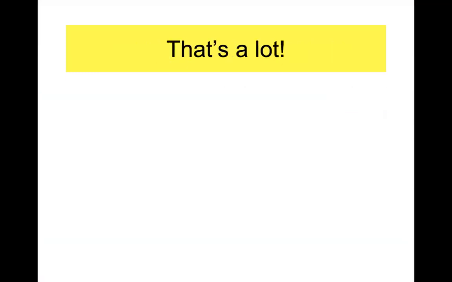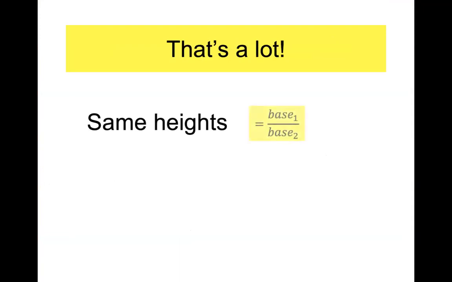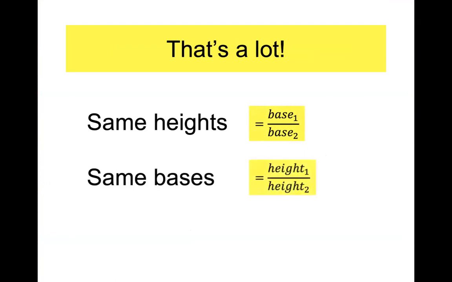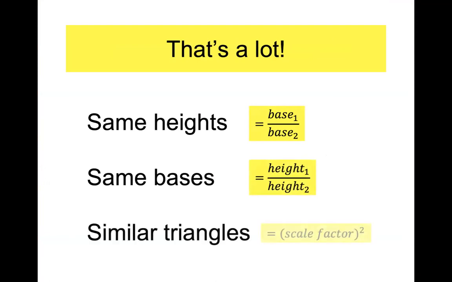All right, so that is a lot of information. Boiled down simply, if you've got the same heights, then the ratio of the areas is going to be the ratio of their bases. If you've got the same bases, then the ratio of the areas is equal to the ratio of their heights. And lastly, if you've got similar triangles, then the ratio of the areas is going to be the scale factor squared. That's it in a nutshell right there.